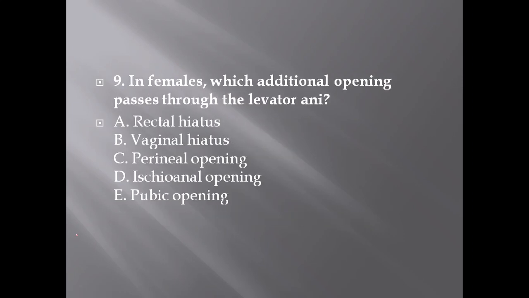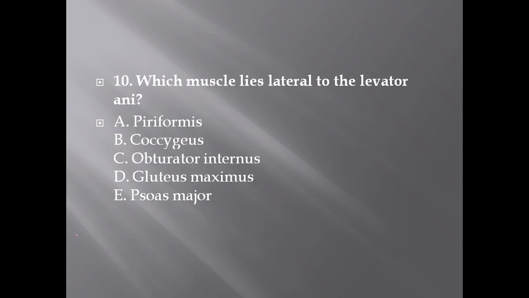9. In females, which additional opening passes through the levator ani? A. Rectal hiatus. B. Vaginal hiatus. C. Perineal opening. D. Ischioanal opening. E. Pubic opening. The answer is B. Vaginal hiatus.